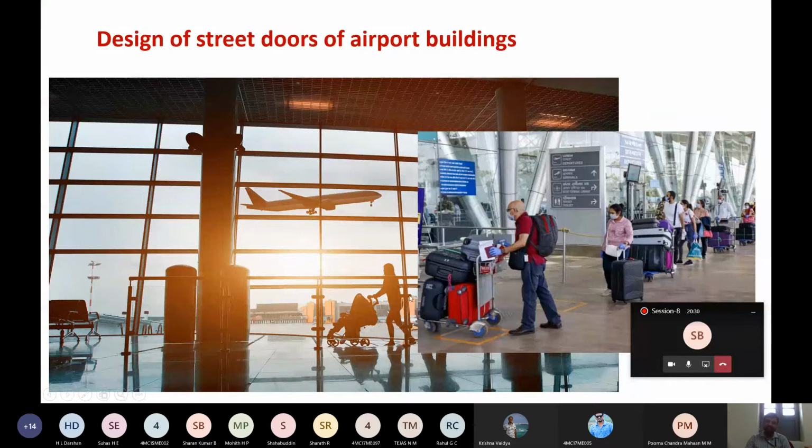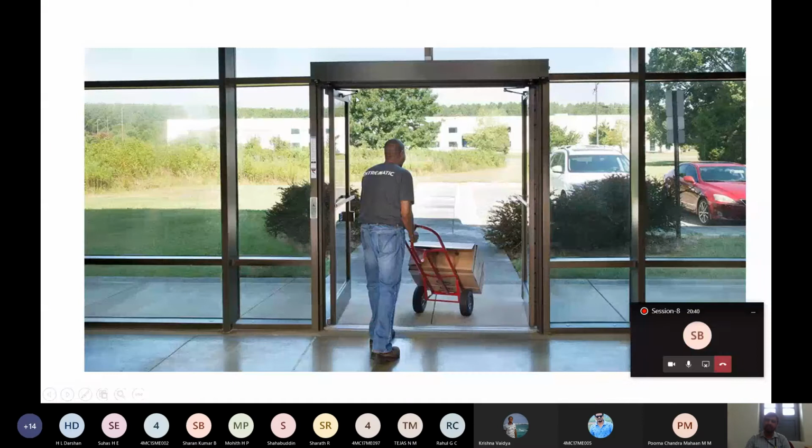You can make use of electric motor operated or pneumatic operated door systems. When any passenger or customer enters near the door, a sensor will detect their presence, then a signal will be sent for opening the door. Similarly, when they move away from the door, the sensor will detect that and send another signal, so the door gets closed. That is one possible solution.